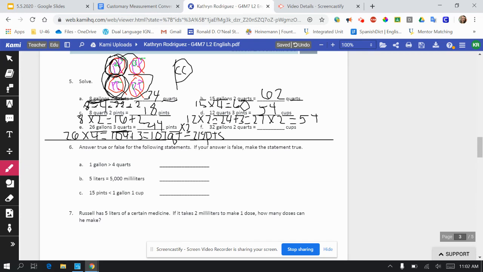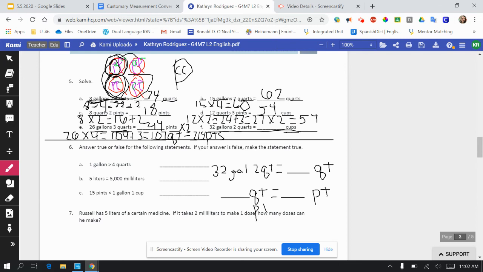All right, we're going to do one more. Okay, I'm going to use this space down here. So I have 32 gallons, 2 quarts, which I need to change into just quarts. Then I'm going to take that many quarts and I'm going to change it into pints. And then I'm going to take that many pints and I'm going to change it into cups. So you could say this is a 3-step problem. All right, here we go.